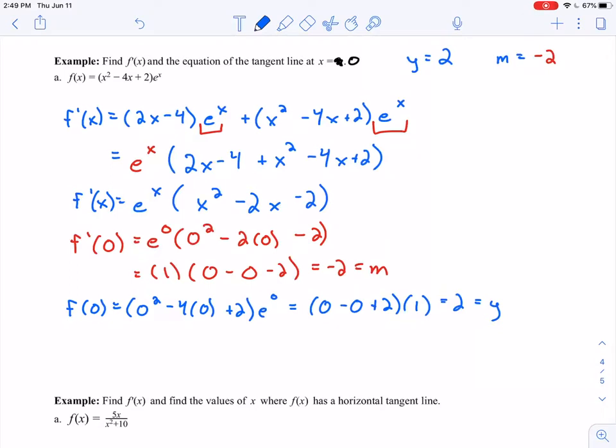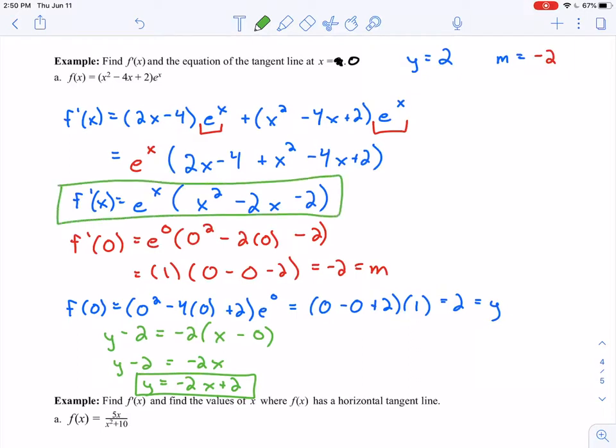So let's do this in a different color. y minus my y coordinate, 2, equals m, which is negative 2, times x minus my x coordinate, 0. y minus 2 equals negative 2x, so y equals negative 2x plus 2. There is the equation of my tangent line, along with the derivative that I found earlier. So we use the derivative the same way, even though we have to use the product rule and the quotient rule to find it. It still tells us the same pieces of information, and we still interpret it the same way.